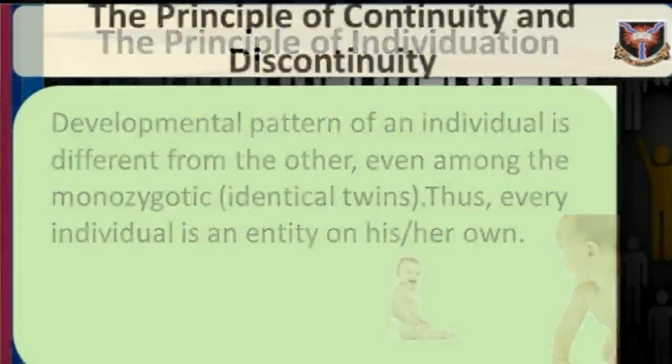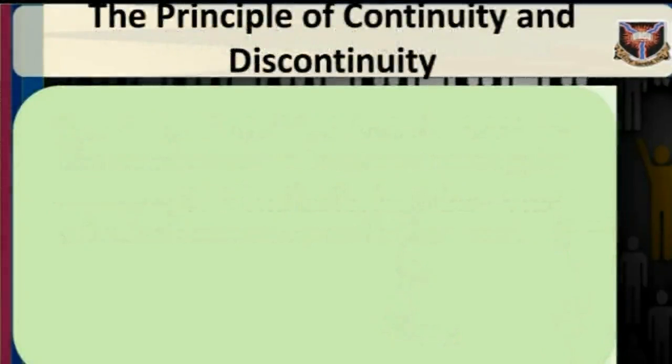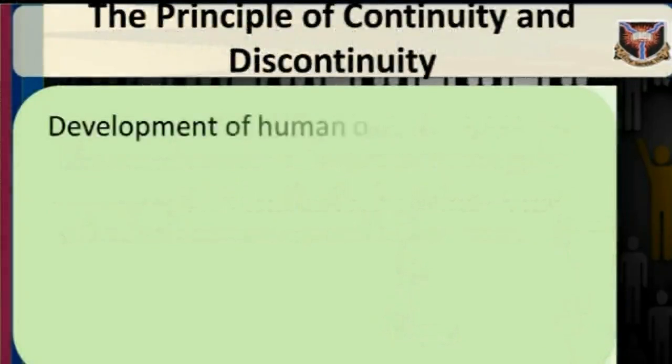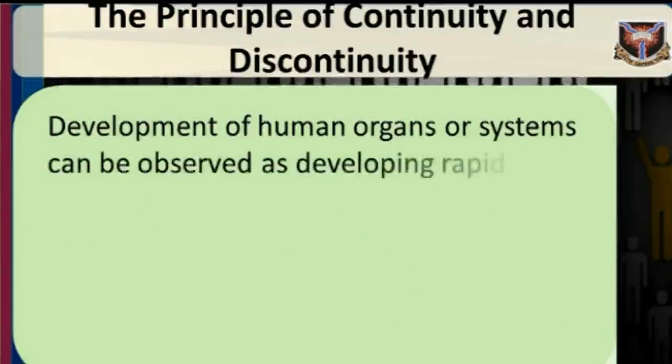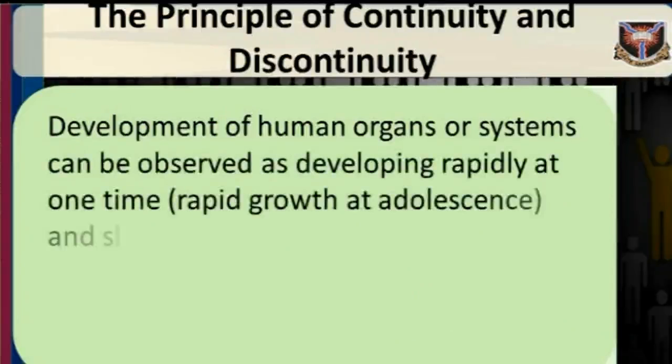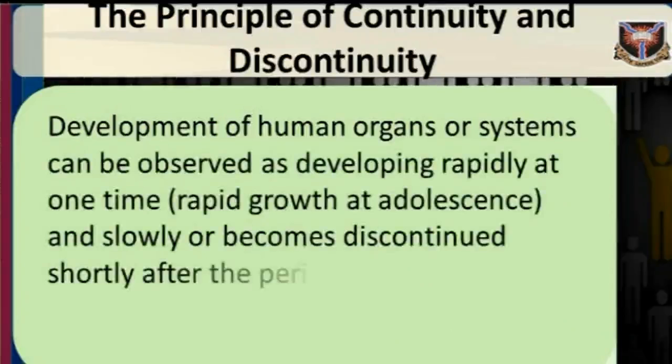5. The principle of continuity and discontinuity. The principle states that the development of human organs or systems can be observed as developing rapidly at one time, that is, rapid growth at adolescence, and slowly or becomes discontinued shortly after the period.